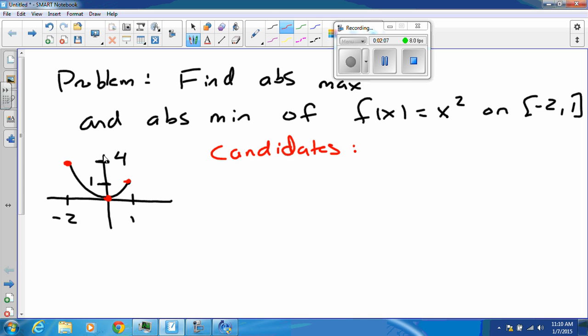How do I find local maxes and local mins? If you remember, before Christmas, we had a theorem. And our theorem was that local extrema only occur at critical points. Places where either we have a horizontal tangent line or the derivative fails to exist.